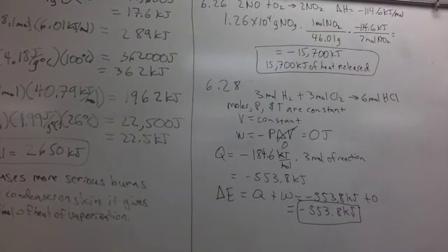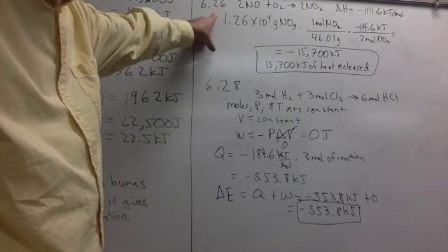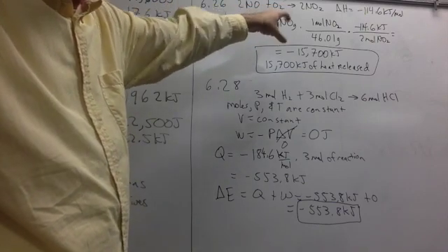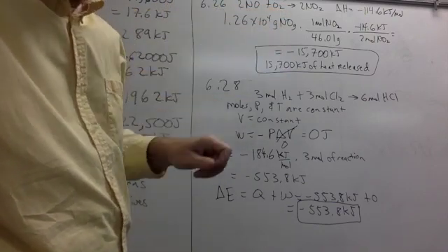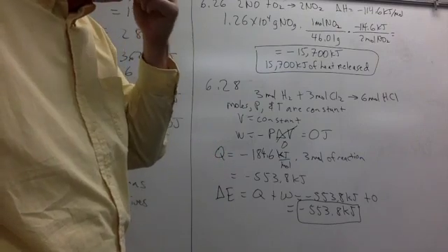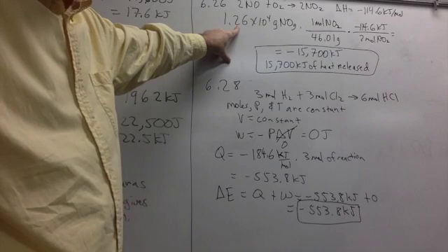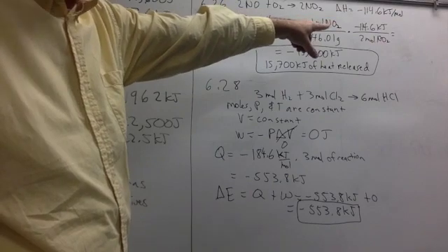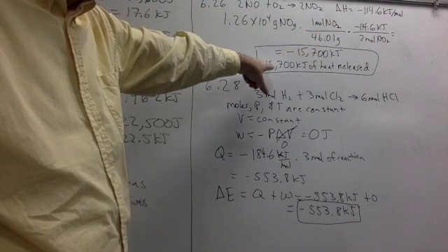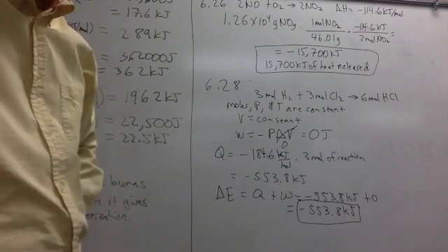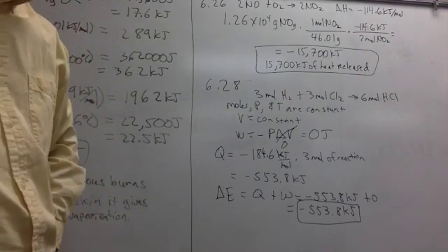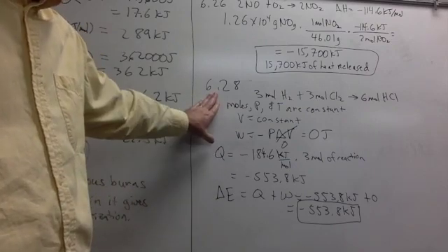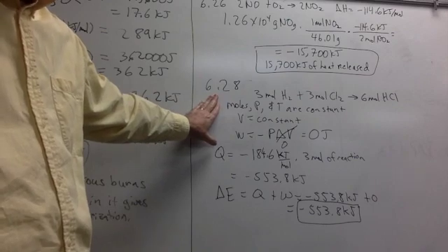Over here on the right, we have 6.26. 2 moles of NO and 1 mole of O2, making 2 moles of NO2, releases 114.6 kilojoules. So 1.26 times 10 to the 4th grams, changed to moles, and then multiplied by 114.6 over 2, gets us negative 15,700 kilojoules, or in other words, 15,700 kilojoules of heat released.